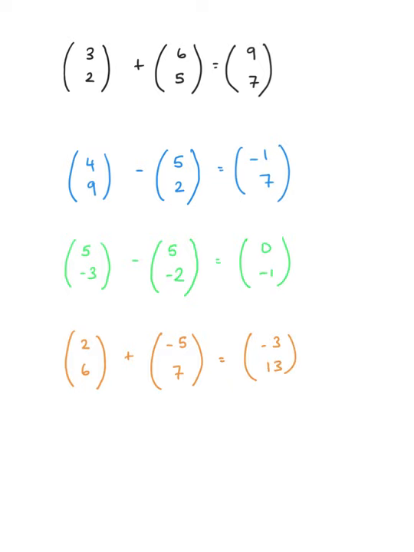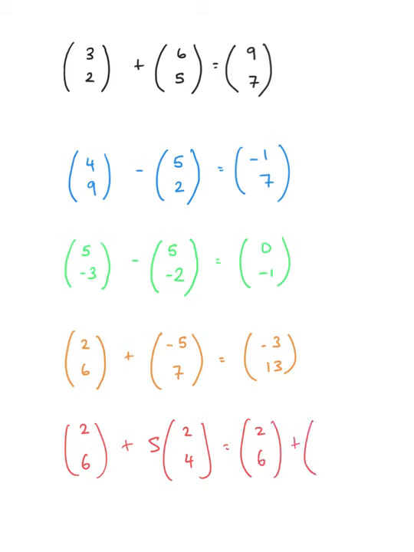And of course we can combine the skills. If I had something like, say, 2, 6 plus 5 lots of 2, 4, what I'm going to do first is just work out this scalar. So it'd be the same as saying 2, 6 plus 5 times 2 is 10, 5 times 4 is 20. So overall it would be 12, 26.